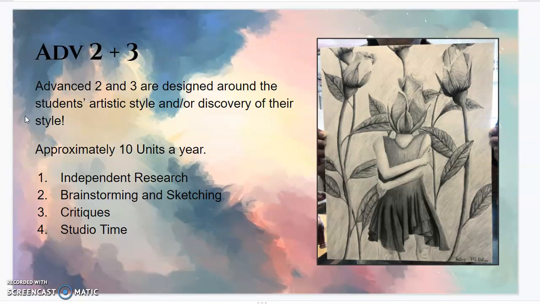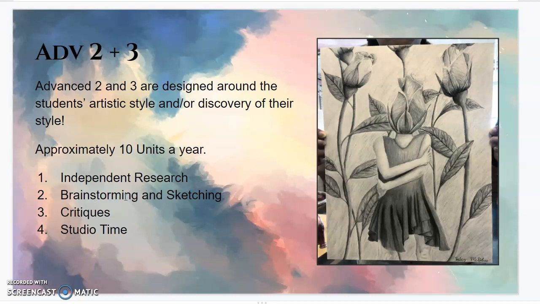Instead of having set projects that are given to them, they have it designed a little bit more around an independent study. So advanced 2 and 3 is designed around the student's artistic style and or discovery of their style. They have 10 units a year, and it's based on these 4 things throughout every unit. First, they do a little bit of independent research on the subject, and I give them a basic subject, like maybe it has to be impressionist style. But other than that, giving that one bit of information to them, they do the rest of the research.